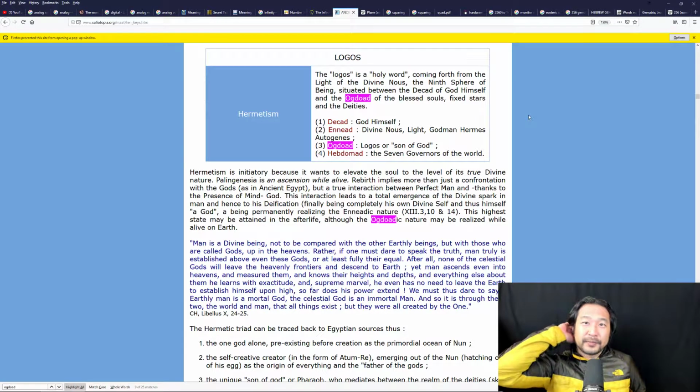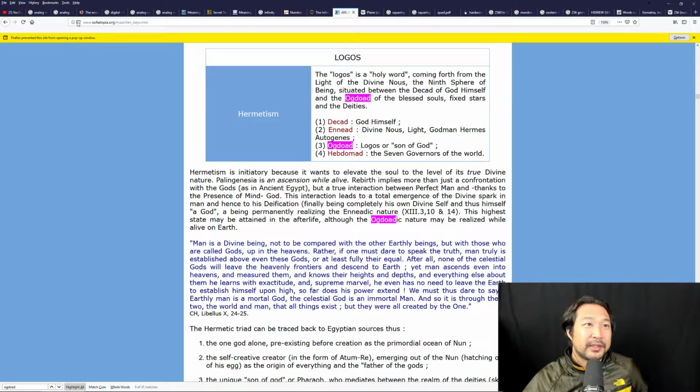Something cool. With Hermeticism, this is from sophiatopia.org. Logos is a holy word coming forth from the light of the divine nous, the ninth sphere of being, situated between the decad of God himself and the Ogdoad of the blessed souls, fixed stars and deities.